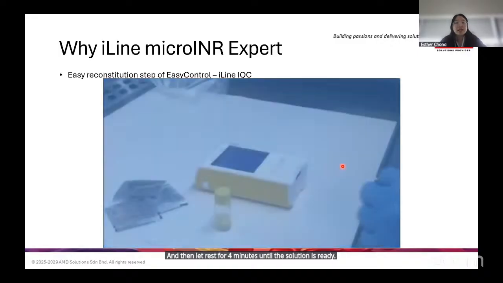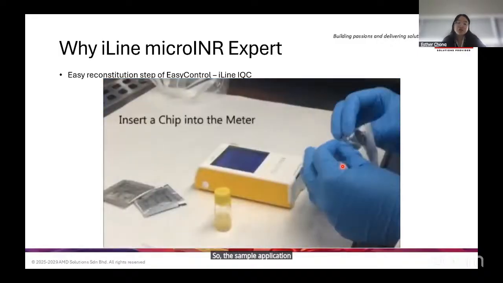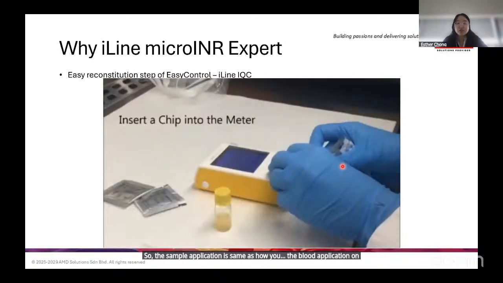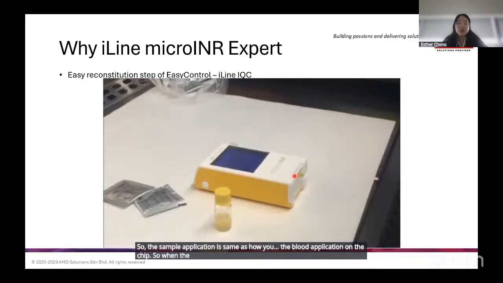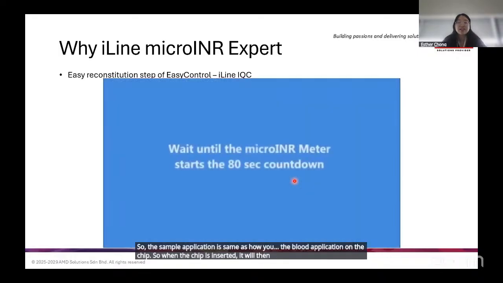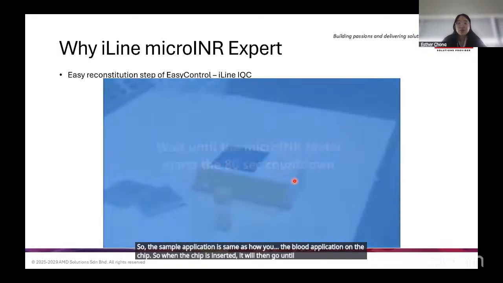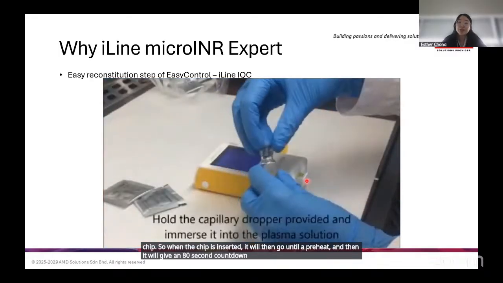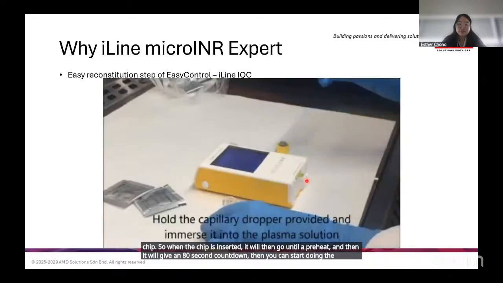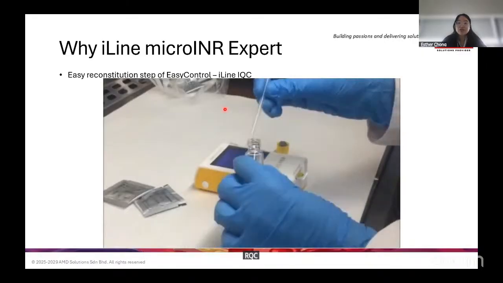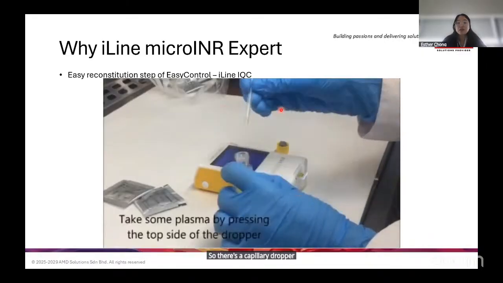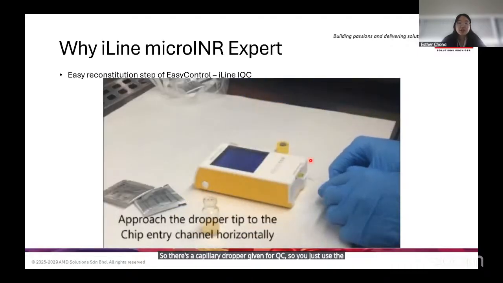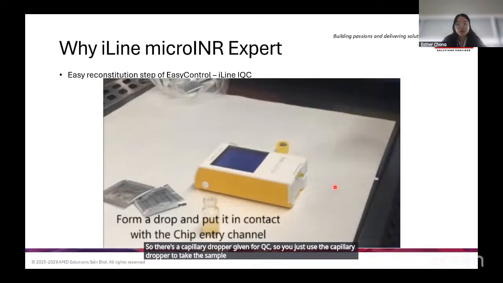The sample application is the same as the blood application on the chip. When the chip is inserted, it will go through a preheat, and then it will give an 80-second countdown. Then you can start doing the QC. There is a capillary dropper given for QC, so you just use the capillary dropper to take the sample and then do the QC on the chip.